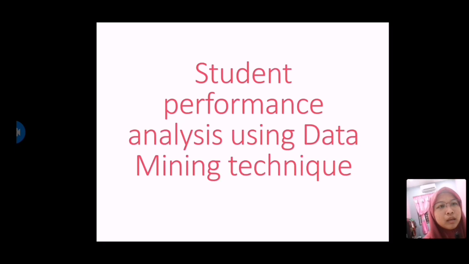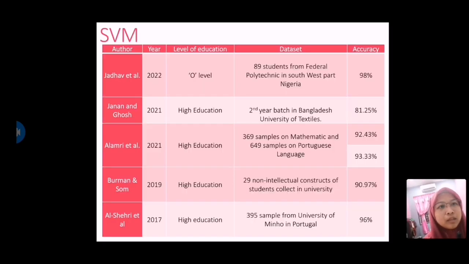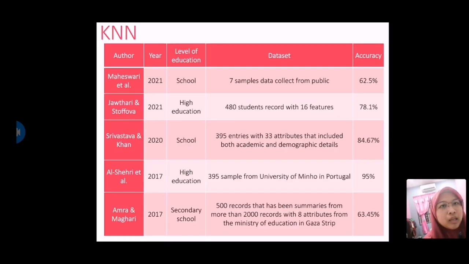We proceed to the previous studies on these four methods. For SVM, I chose five papers, and we can see that for level of education, there are four on higher education and one on O level education. SVM can achieve a high accuracy of 98%. Next is KNN. I also chose five papers and the highest accuracy is 95%.